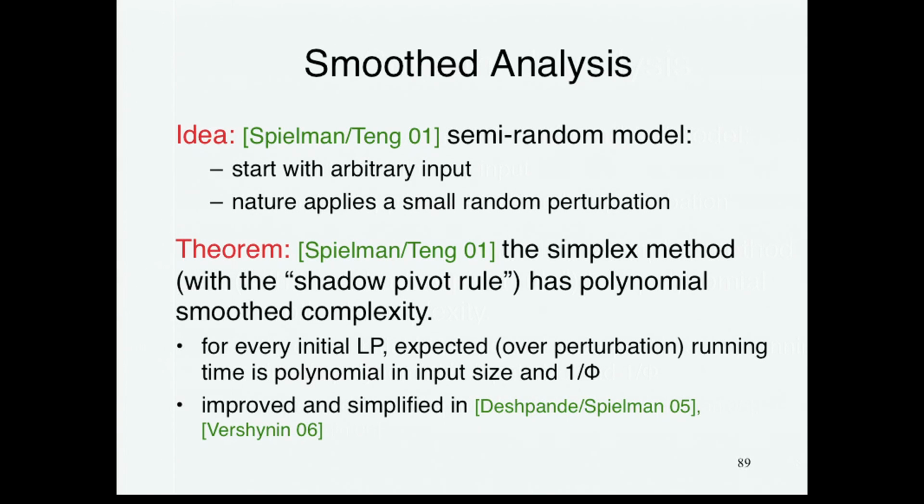So what does polynomial smooth complexity mean? Well, it means, first of all, it should be polynomial time in the input size, like usual. You're also allowed polynomial dependence on 1 over the size of nature's perturbations. And if you think about it, some dependence here is clearly needed, right?